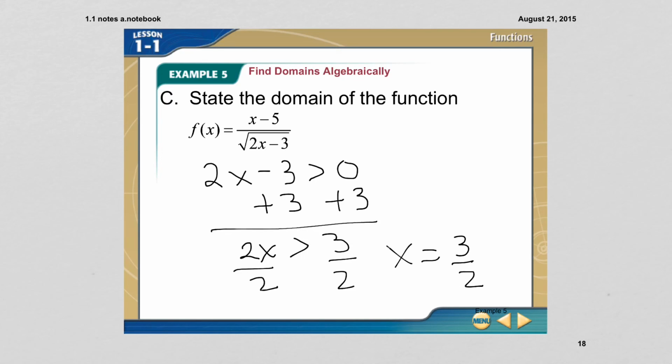Okay, you can write it in set builder notation or interval notation. Since it's a greater than, we know that 3/2 is not included in the solution. So it goes from 3/2 to positive infinity.